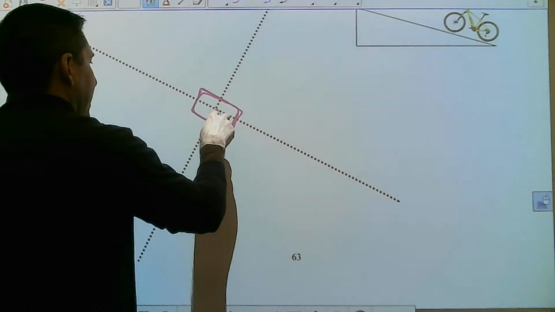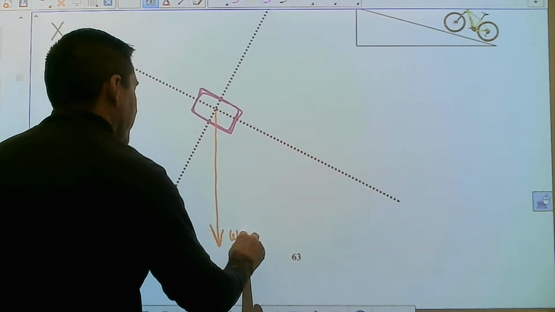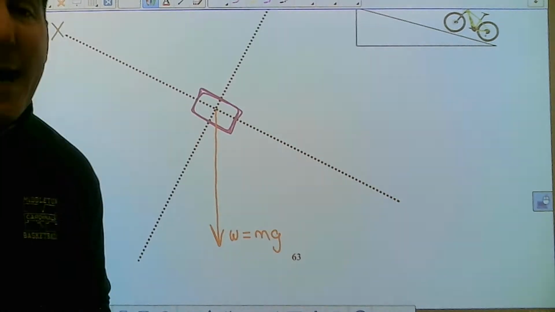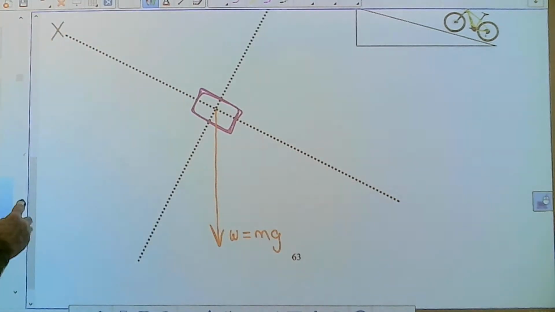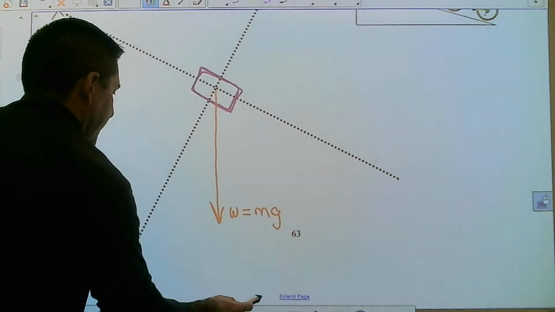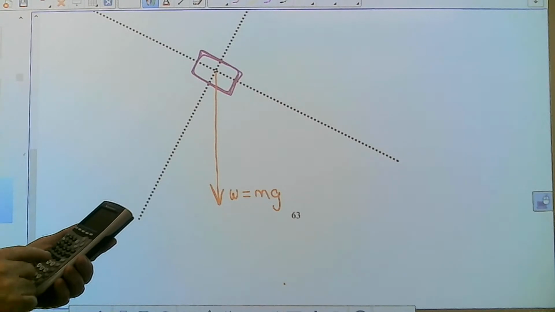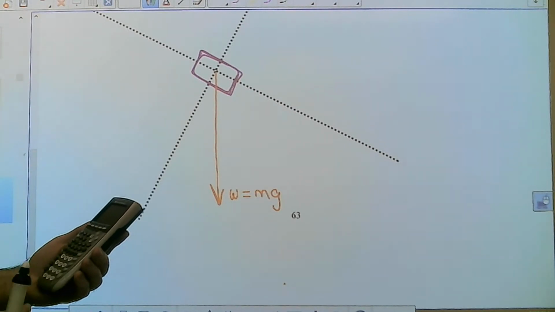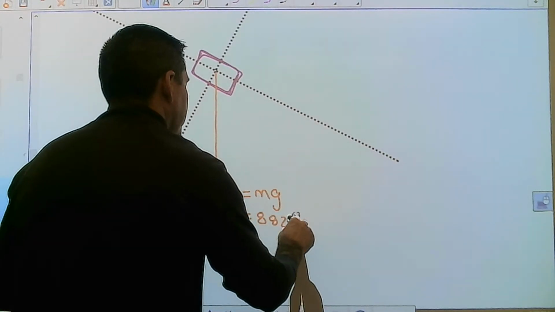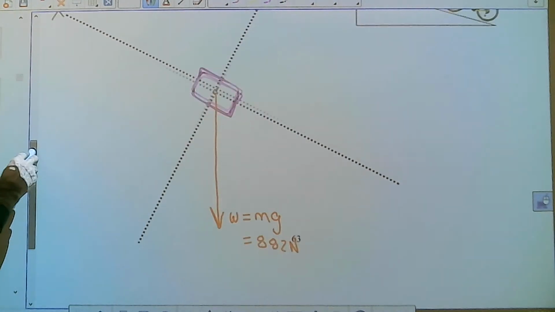We know that the weight, or the force of gravity, points straight down to the center of the earth. We also know that my weight, or force of gravity, is the mass times 9.8. My mass is 90 kilograms. So I'm going to take 90 times 9.8, and I get 882 newtons. So this is my first force.